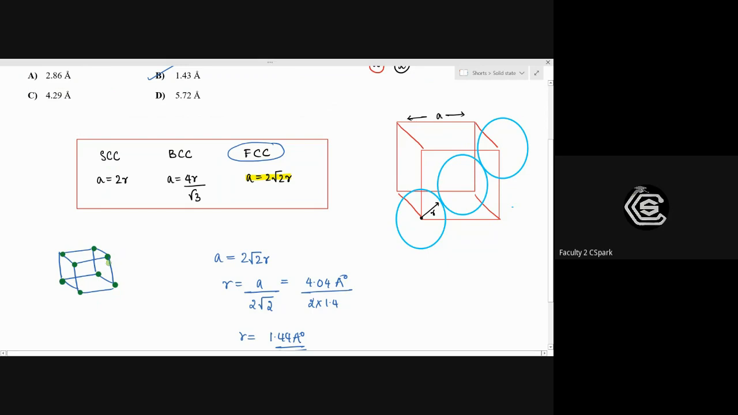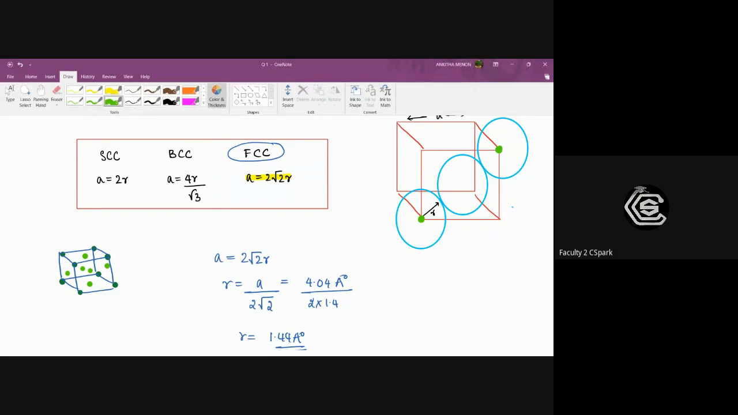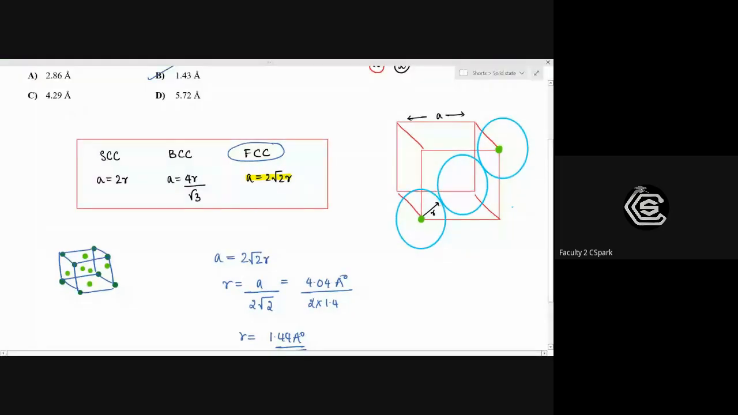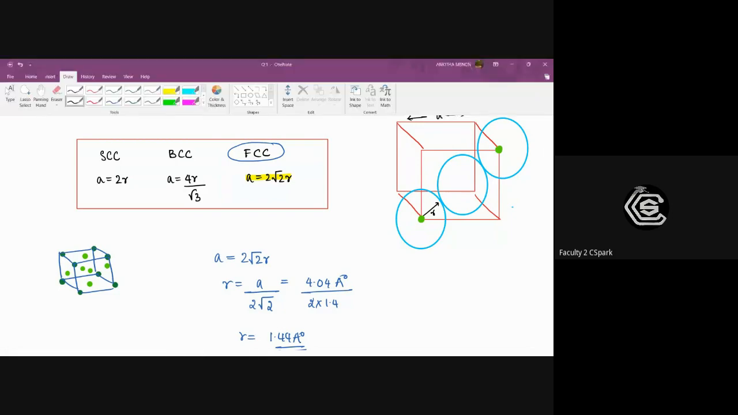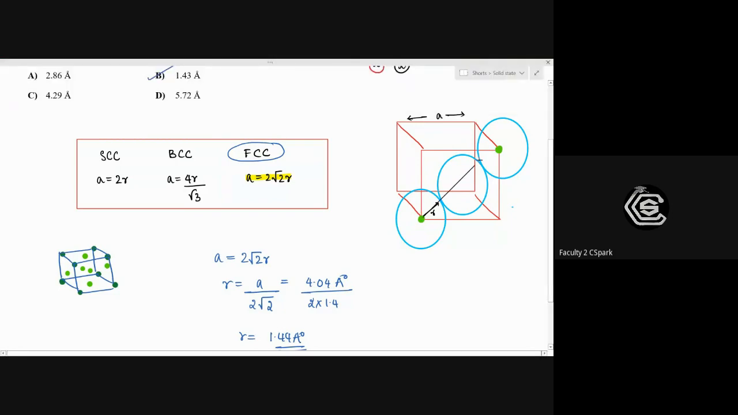FCC. Okay, so top face, bottom face, left, right, back, and front. All face centers have occupation. Now what I have taken here is only the front face. Front face, this corner, the opposite corner, and the center. You can see that they are coinciding with each other. Now along this diagonal, this is the face diagonal.